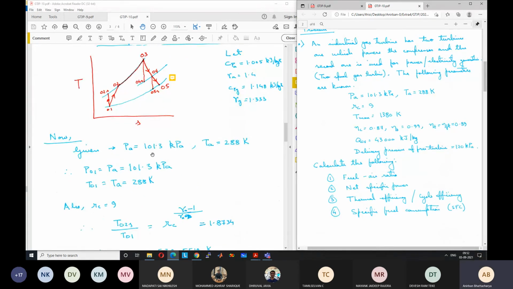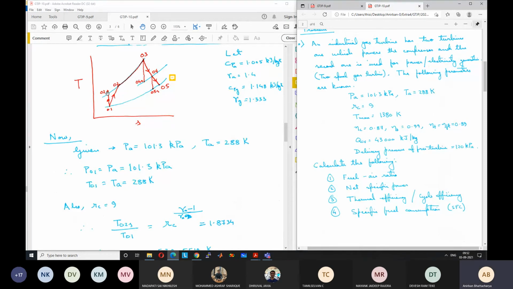So the given ambient condition is PA 101.3 kPa and TA 288 Kelvin. Okay. At the inlet, the velocity will be negligible because it's an industrial gas turbine. So the stagnation pressure will also be equal to ambient pressure, so 101.3 kilopascal. And T01 will be 288 Kelvin. So P01 and T01 are known.